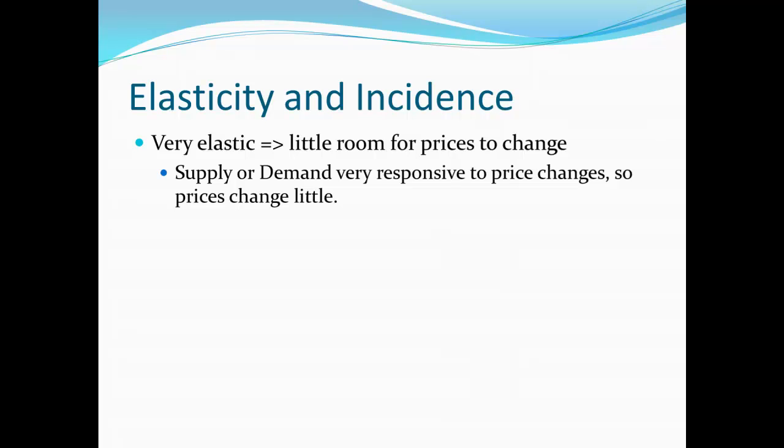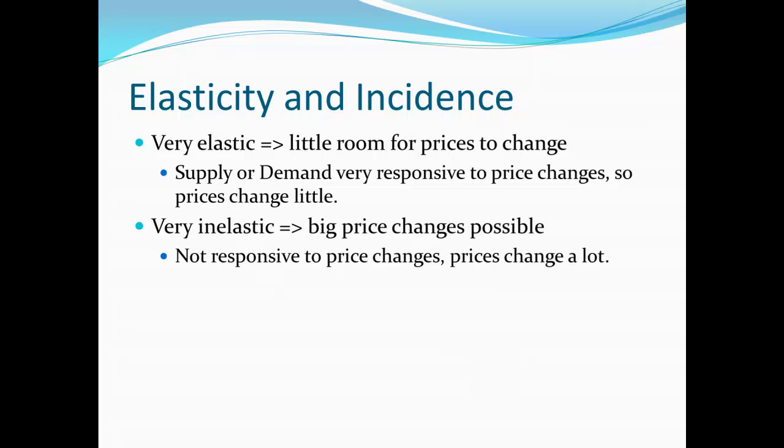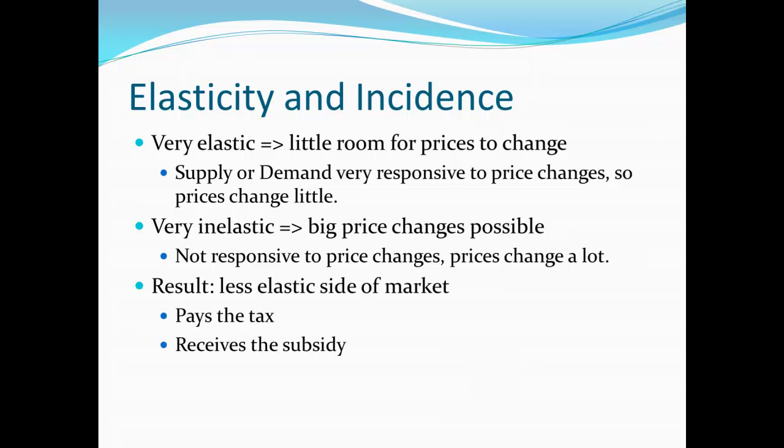Or vice versa. If I am a demander and I'm being taxed, my ability to push that cost onto the supplier very much depends on how sensitive they are to the prices that I'm willing to pay them. If I'm willing to pay them slightly less and suddenly they don't want to sell me the product anymore, I really can't pass the tax on to them. On the other hand, if supply or demand is very inelastic, big price changes are possible on that side. So this ends up being the fundamental reason behind how the burden of a tax or the benefit of a subsidy gets divided. It's really all about elasticity.